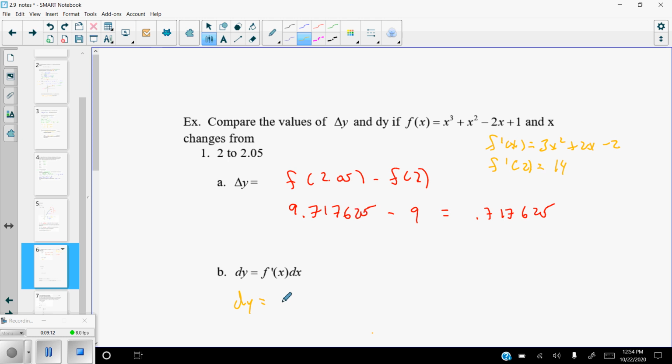So we get f prime, which is 14, times dx. dx is the change of x. Well, x changes from 2 to 2.05. So my change is 0.05.